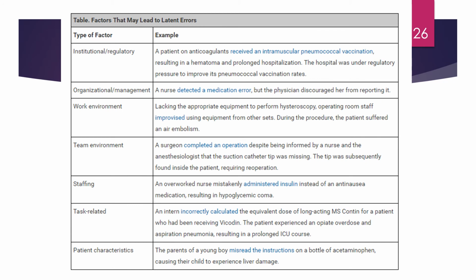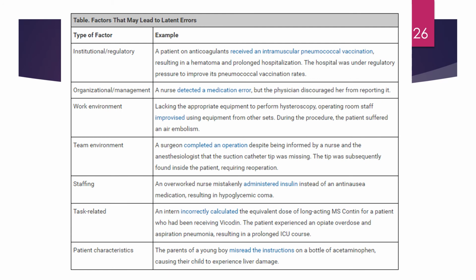Task-related. An intern incorrectly calculated the equivalent dose of long-acting MS-Contin for a patient who had been originally taking Vicodin. The patient experienced an opioid overdose and aspiration pneumonia, resulting in a prolonged ICU course. In this case, obviously, the calculation was a task that needed to be done, and because that task was done incorrectly, this is a task-related factor that leads to a latent error.